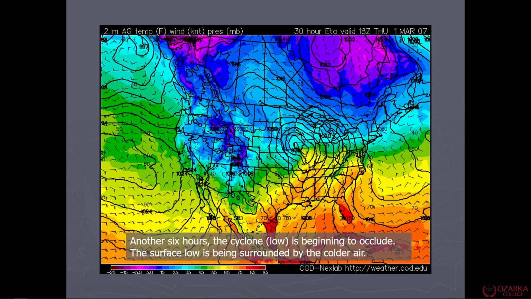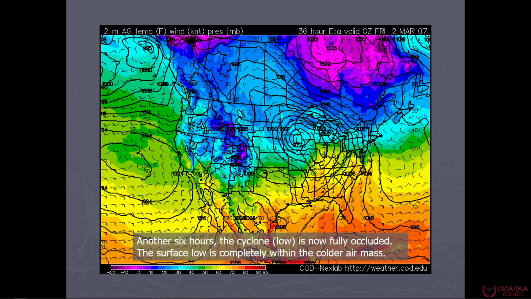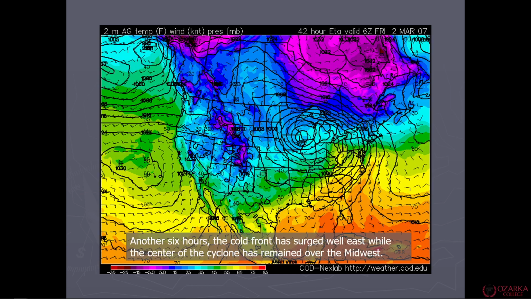Now another 6 hours, the cyclone or the low-pressure system is beginning to occlude, and the surface low is being surrounded by the colder air. Another 6 hours into the future, it's now fully occluded. The surface low is completely within the cold air mass. Another 6 hours, the cold front has surged well east while the center of the cyclone has remained over the Midwest.